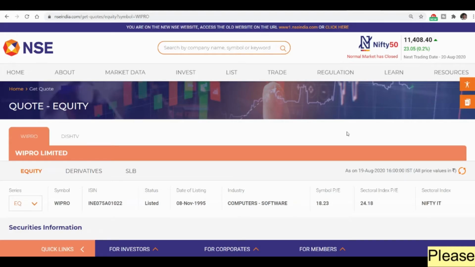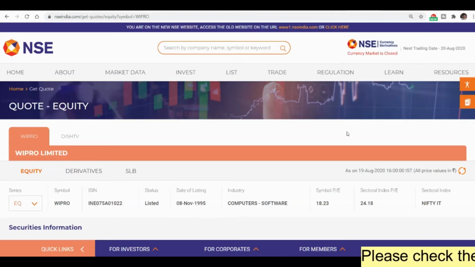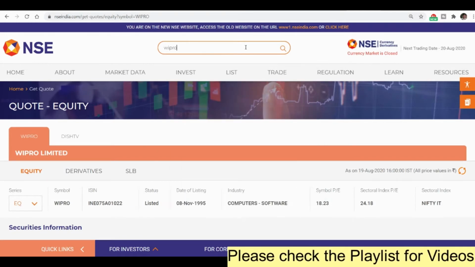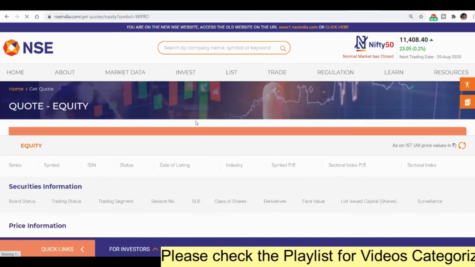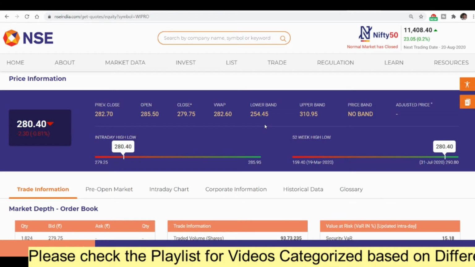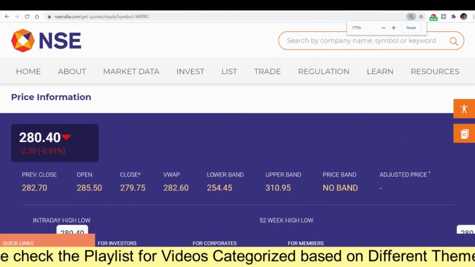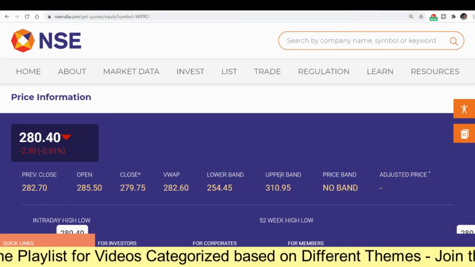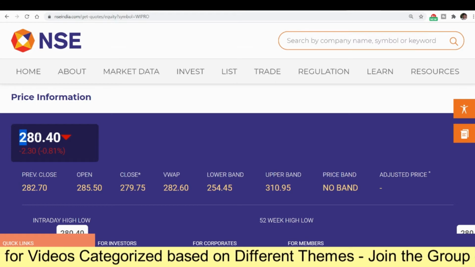I'm on the NSE India website. We'll first see the price band for a particular company. I will go and choose Wipro. So we'll see the price band for Wipro. Once you click this information, you will have the lower band and upper band. You can see the information. This is the lower price band for the stock and the upper price band. The current price is 280 and the previous close is 282.